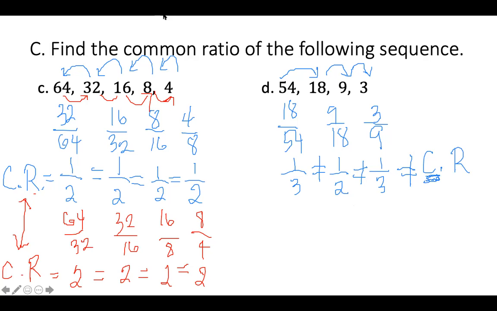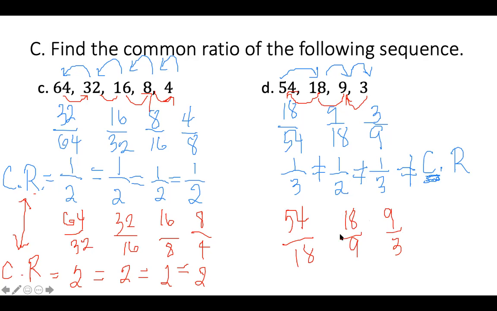Okay? Now, question, what if baliktarin natin yung assignment natin? So let's start from 18 to 54. So this becomes 54 over 18. Okay, unahin natin yung nauna. Next, we have 18 over 9. Next, we have 9 over 3.